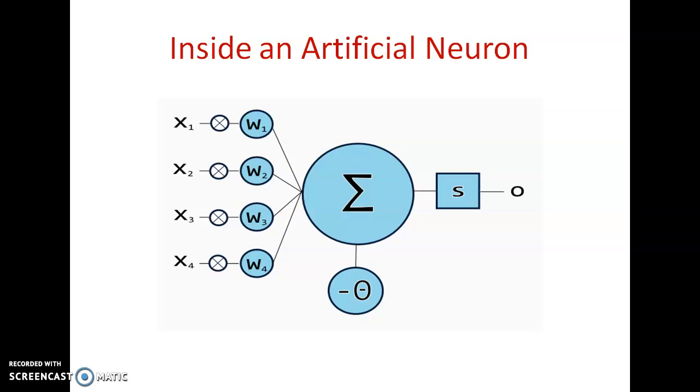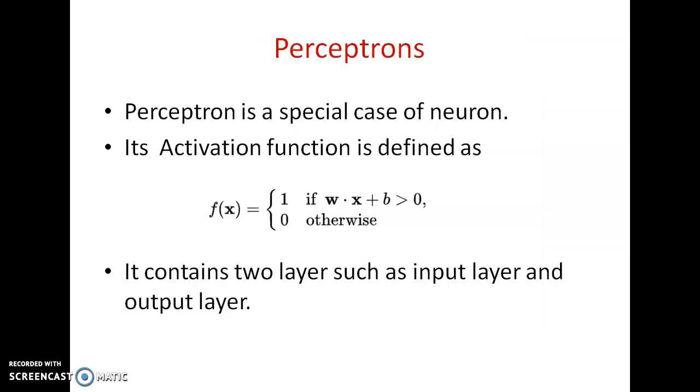In this format, there are two important notions: one is the perceptron, and the other is the activation function. What is the meaning of perceptron? The perceptron is a special case of a neuron. It is based on activation functions. In the perceptron, the general artificial neural network mathematical approach is defined in the format: f(x) = 1 if w · x + b > 0, or 0 otherwise.